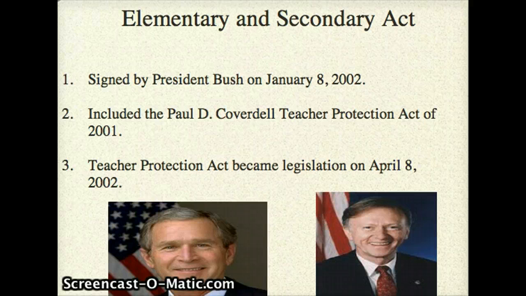The Elementary and Secondary Act was signed by President George Bush on January the 8th, 2002. Included in this act is the Paul D. Coverdale Teacher Protection Act of 2001, or the Teacher Protection Liability Act, as I'll refer to it. This piece of legislation began after onslaughts of lawsuits against teachers became a burden for the court system. This act took effect on April 8, 2002.